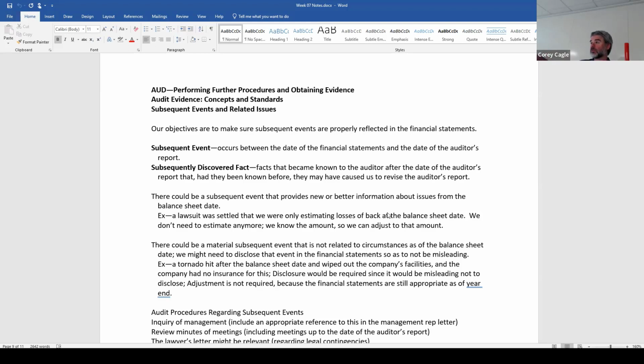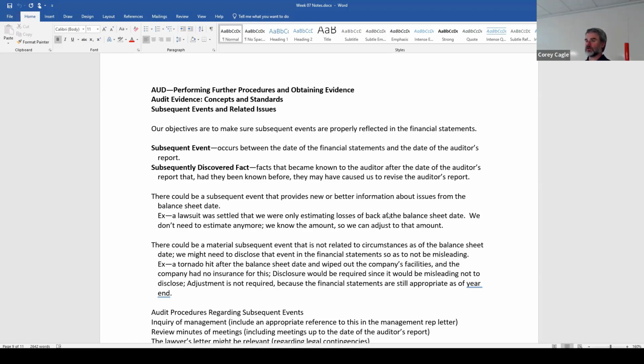All right, financial statements are still good. They're dated December 31st. They're accurate, right? We don't go back and make adjustments because everything is true as of December 31st. So it wouldn't be proper to go back and adjust those. What we would do, though, is we don't want to be misleading. We want the information to be there.